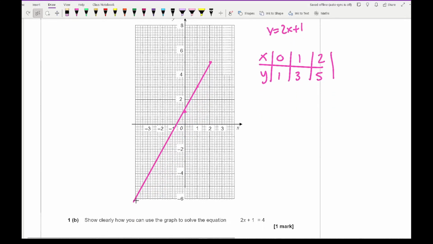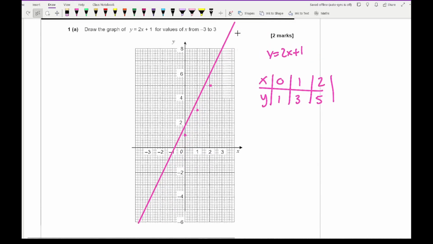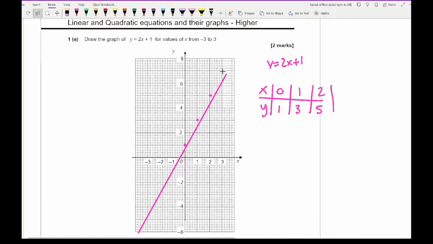Now I would always recommend my students to go right to the edge of the actual graph that they've given you. And as long as they can see that you've plotted those points correctly and that it goes beyond the scale that's been done, I would say that's pretty much spot on.